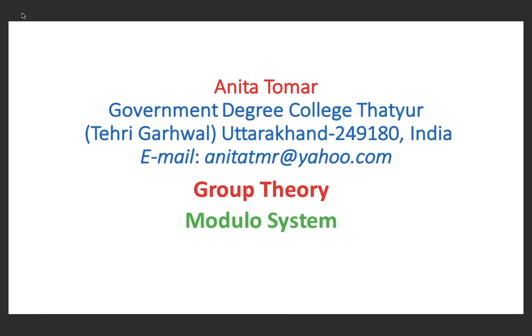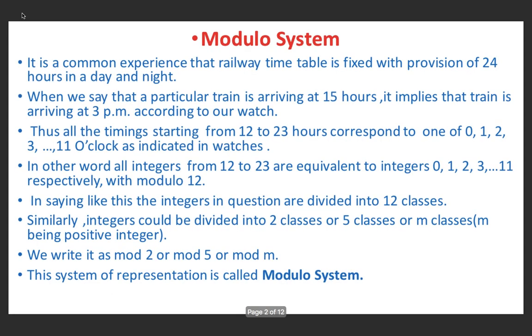Good morning. Today in group theory, we will study modulo system. What is actually modulo system? It is a common experience that railway timetable is fixed with provision of 24 hours in a day and night. When we say that a particular train is arriving at 15 hours, it implies that a train arriving at 3 p.m. according to our watch.